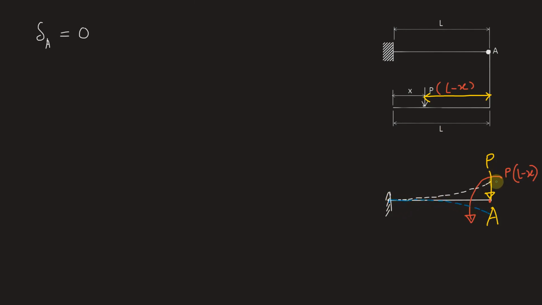Let this deflection caused due to the moment be delta M and this caused due to the point load be delta P. So for delta A to be 0, we need to have delta M plus delta P equal to 0. That means delta M has to be equal to minus of delta P. We have to find the value of distance x.